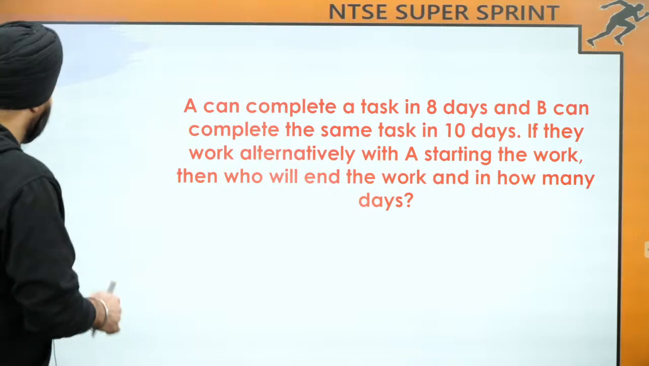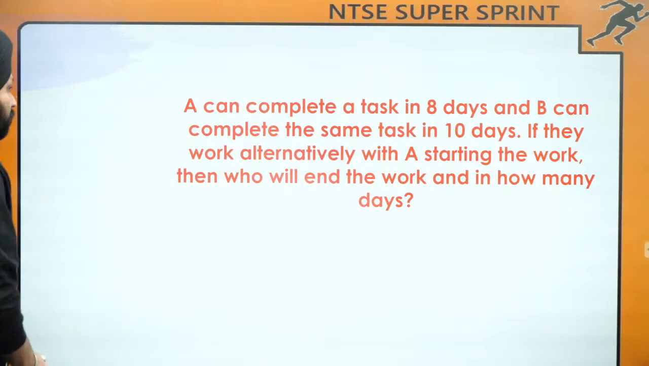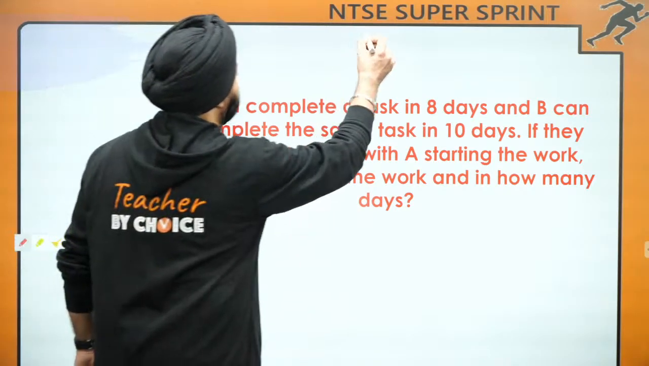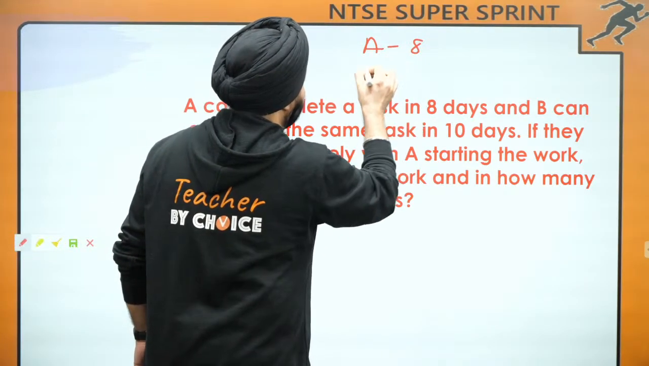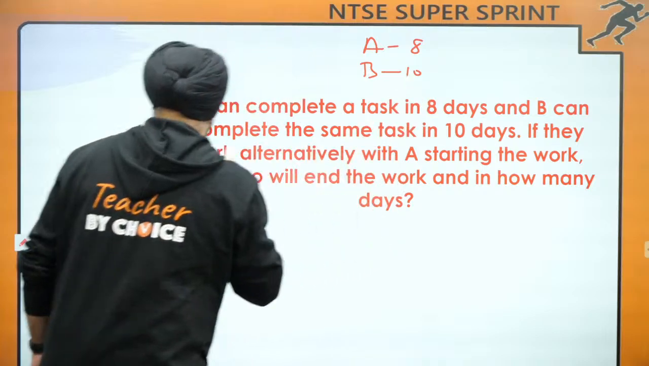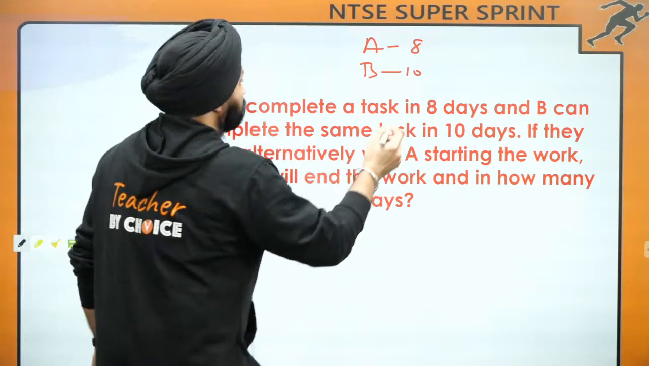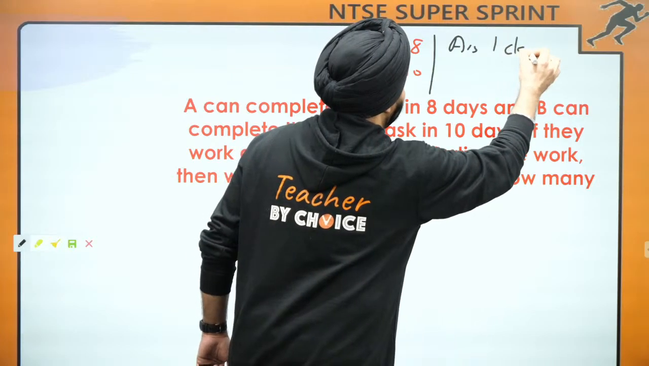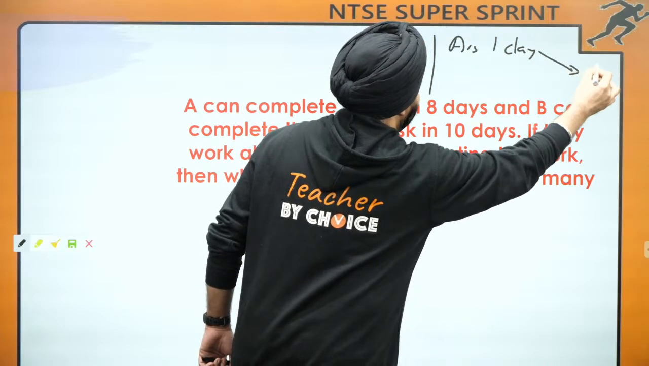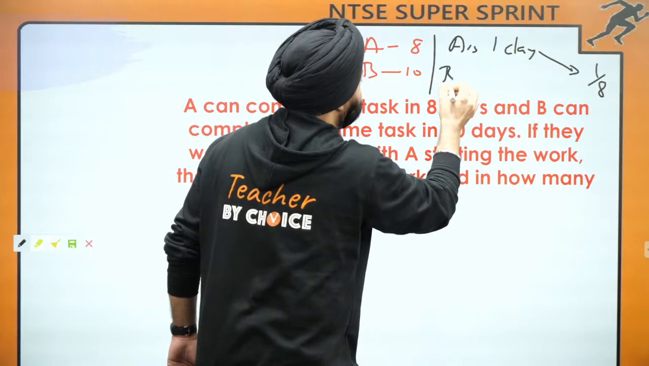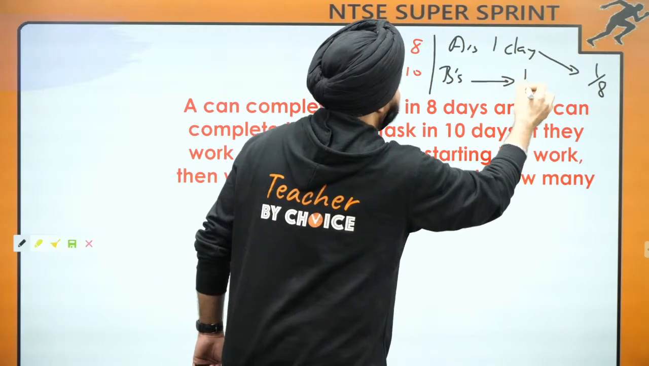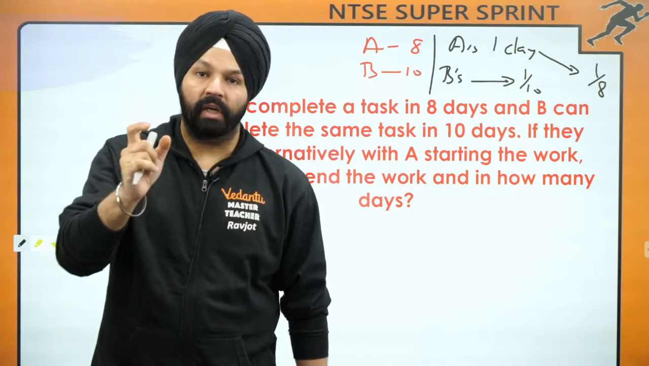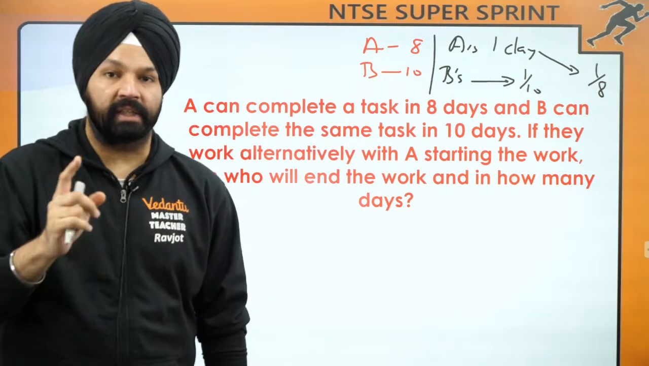So let's explore this question quickly. Now, A can complete a work in 8 days. A पूरा work 8 days में करता है, B पूरा वर्क 10 days में करता है. So A's 1 day work will be 1/8 and B's 1 day work will be 1/10. I hope everyone knows this कि जो आपका टोटल टाइम होता है जब आप उसका रेसिप्रोकल करते हैं तो एक दिन का वर्क आ जाता है.